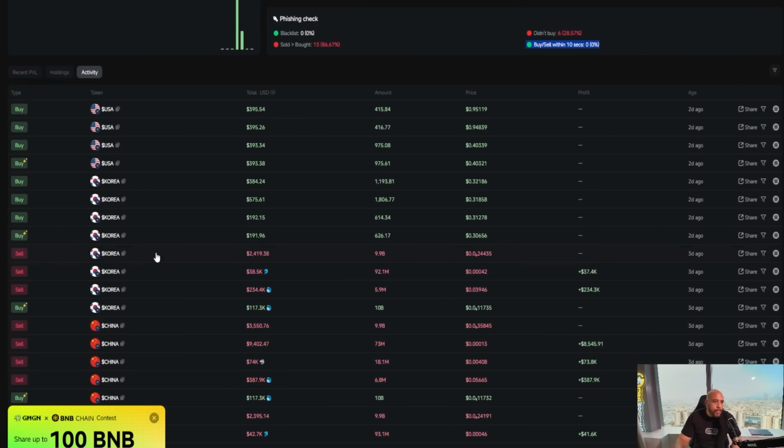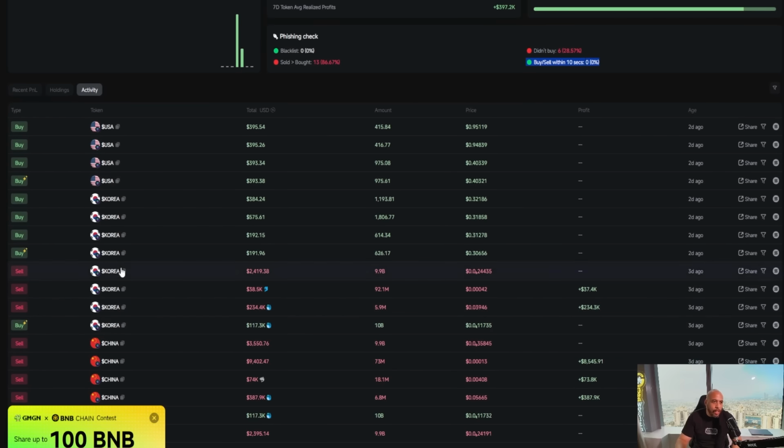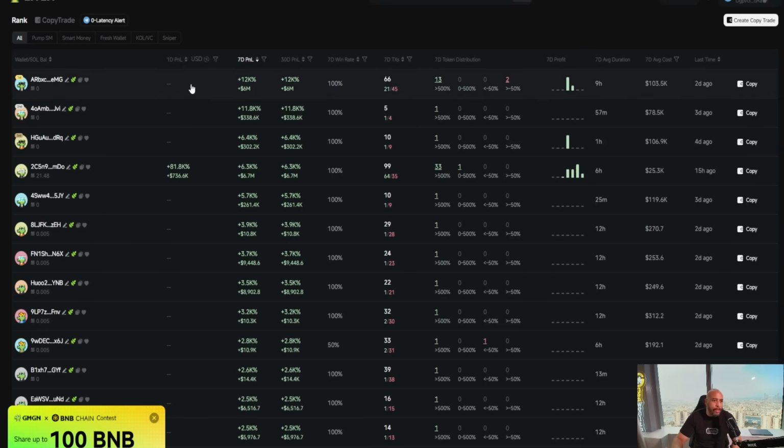So this trader, he bought 2 days ago, he bought one time Korea at 111K. He then sold at 10 billion. Okay, to me, this is not right. That is a lot of tokens. So this obviously is a dev. So this is obviously a dev account, maybe rugs. All right, so I would go on to another wallet.